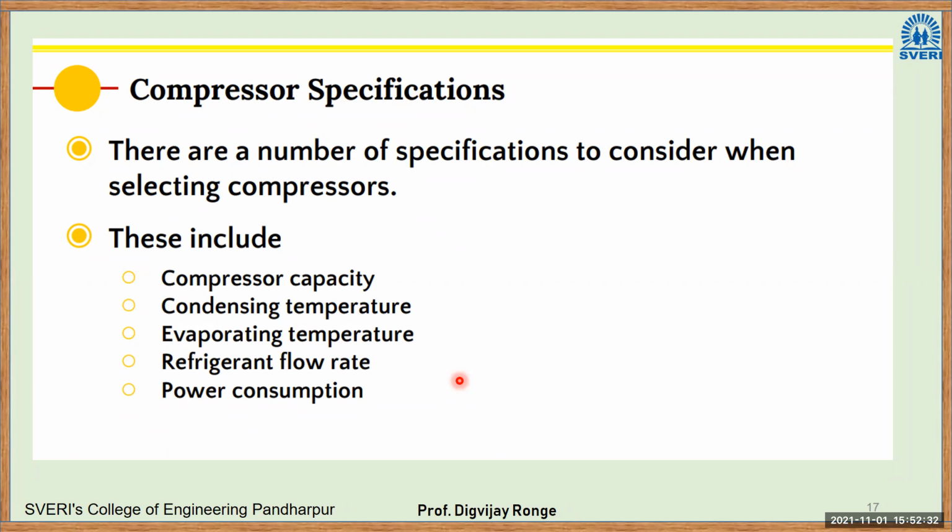How they are specified in the catalog is given here. In the catalog, compressor capacity will be given, condensing temperature, evaporating temperature, refrigerant flow rate, and power consumption. So these parameters will be there. From that catalog, you can select your suitable compressor, right? Any question up to this point, you can ask.